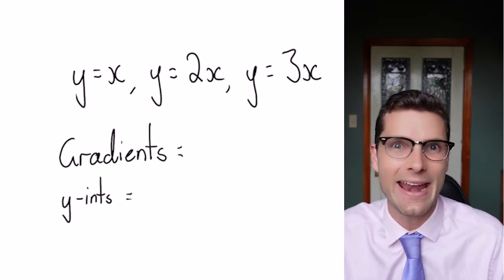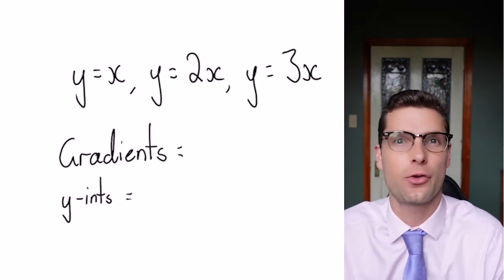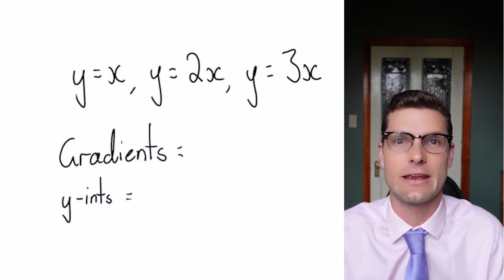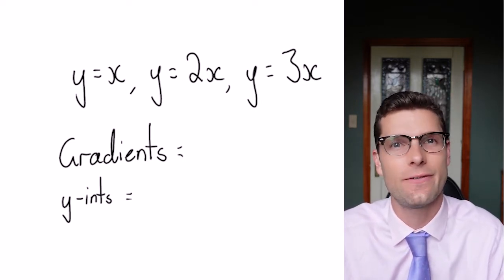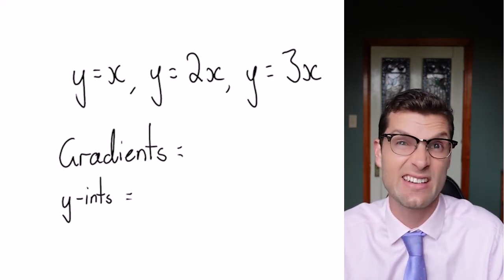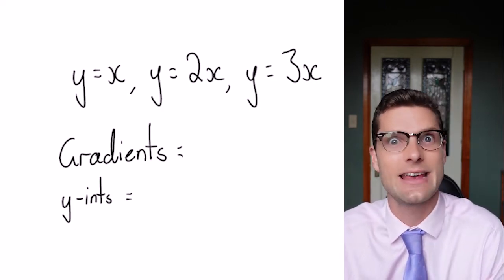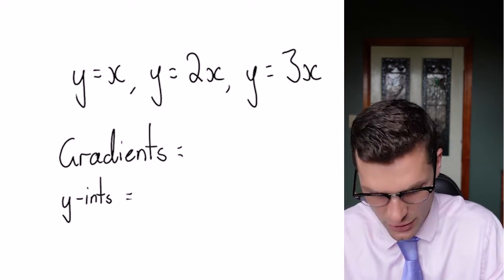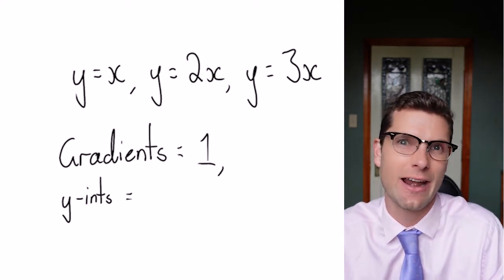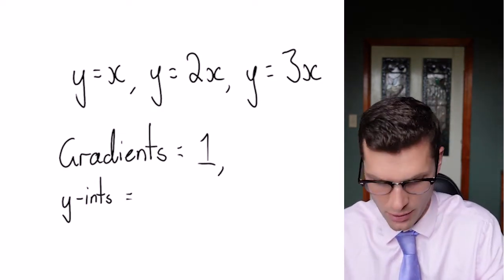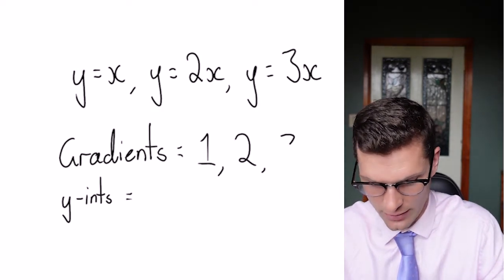So what happens if the pattern changes? In this one, we've got three graphs. Y is equal to x, y is equal to 2x, and y is equal to 3x. So the gradient for each one is getting larger by 1. So the gradient for the first one is just 1. Y is equal to x. Whatever x is, y is that same number. So the first gradient is 1. The second gradient is 2, meaning that as x increases by 1, y goes up by 2. And the third one is 3.